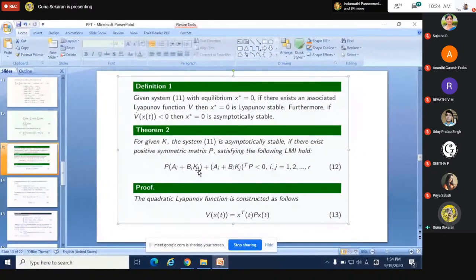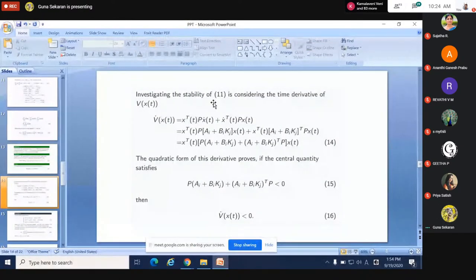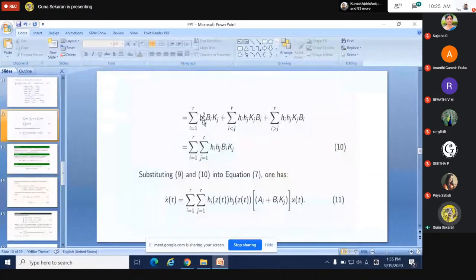P A_i plus P B_i K_j plus A_i transpose P plus (B_i K_j) transpose P less than 0, for i, j equal to 1 to r. Now we can choose the quadratic Lyapunov functional V(x(t)) equal to x transpose(t) P x(t). Now we take the time derivative with respect to t, and V dot of x(t) equal to x transpose(t) P x dot(t) plus x dot transpose(t) P x(t). Here we know that for system 11, x dot(t) is given by A_i plus B_i K_j.